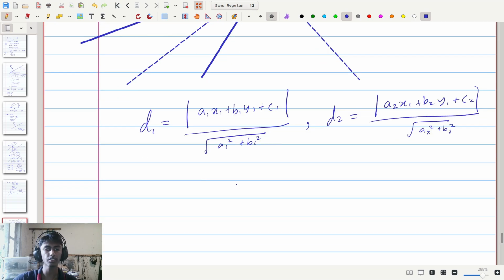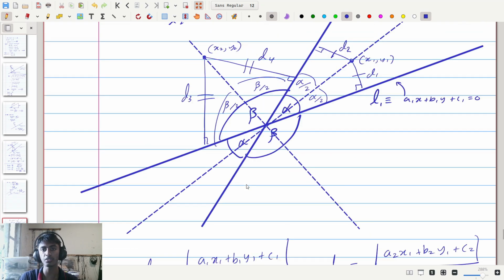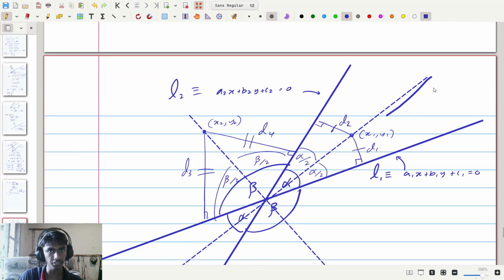Therefore, in this case, the condition here is that the absolute value of a1 x1 plus b1 y1 plus c1, divided by the square root of a1 squared plus b1 squared, must be equal to the absolute value of a2 x1 plus b2 y1 plus c2, divided by the square root of a2 squared plus b2 squared. This is the first condition that we seem to be getting for this angle bisector here.